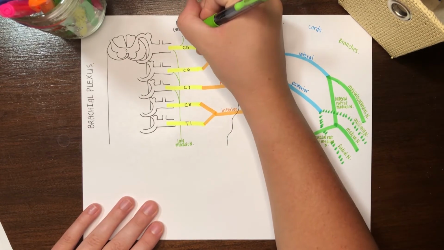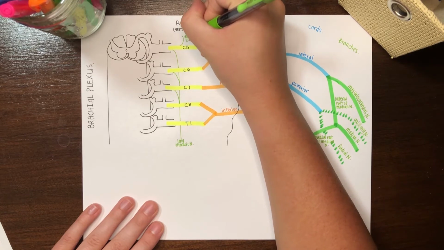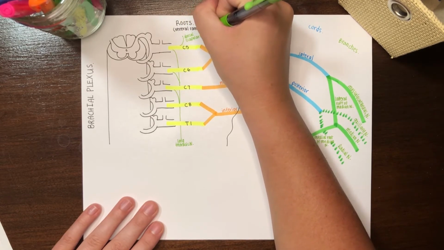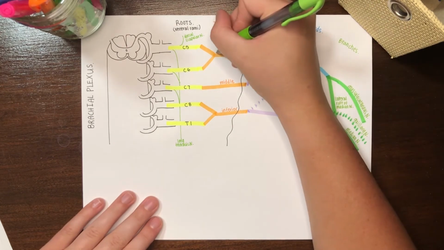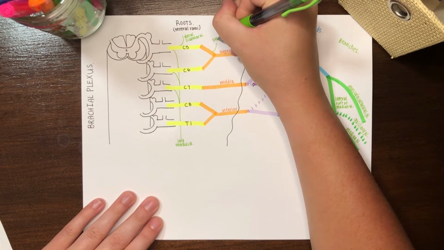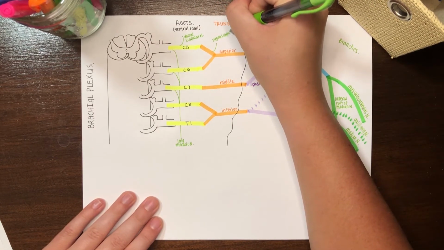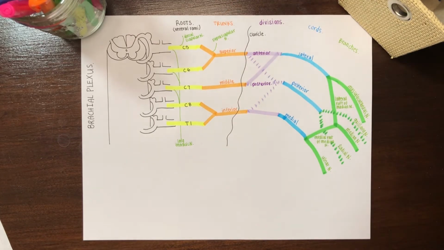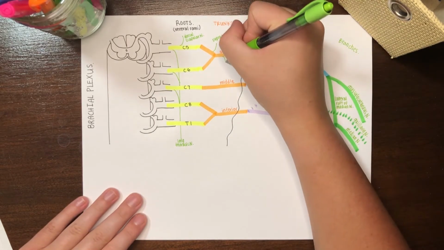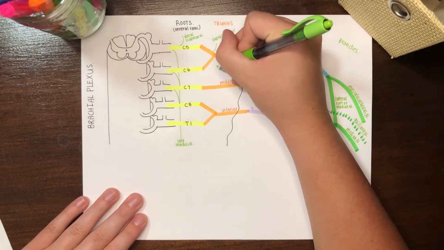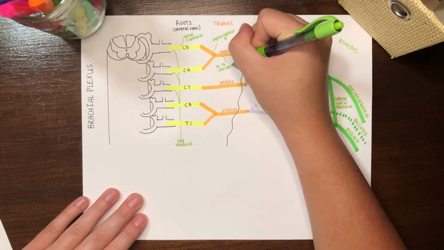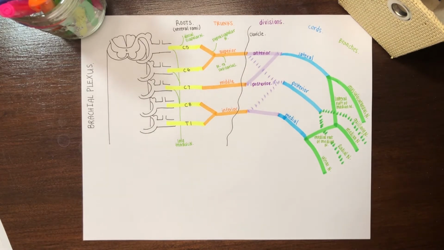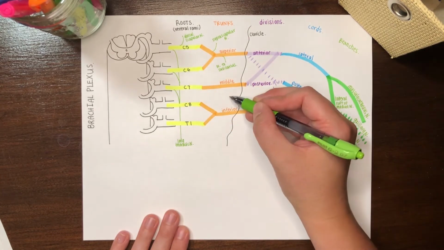Also originating from the roots is the dorsal scapular nerve that branches off of the C5 root. There are two nerves that branch from the superior trunk. These are the suprascapular nerve, which will course towards the suprascapular notch, and the nerve to subclavius, which innervates the subclavius muscle deep to the clavicle.